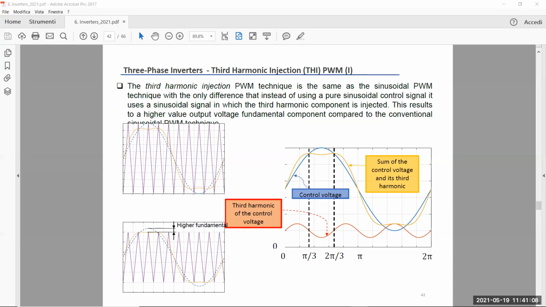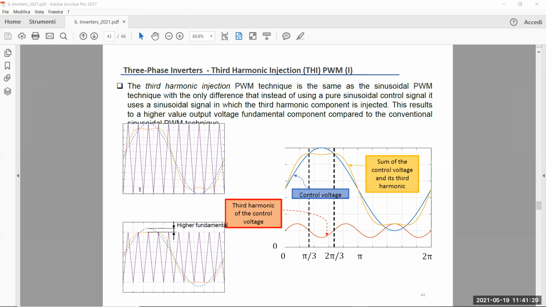Okay, just let me share the slide here. Just to comment a little bit on the waveform for the third harmonic injection that I explained yesterday. These drawings are much better than mine, of course, so it can be a little bit easier to follow the reasoning about the third harmonic injection we made yesterday.